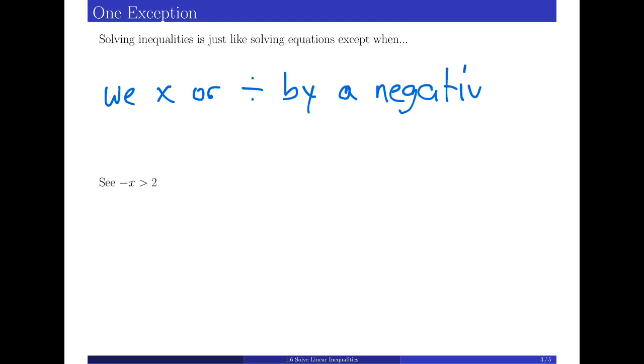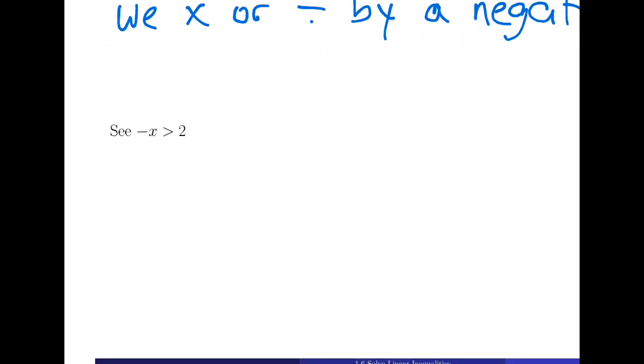Do you remember what happens if we have an inequality and we multiply or divide by a negative? So let's consider this example down here. If we have -x is greater than 2, I need to get rid of that negative. So let's say I divide by -1. That would give me x. That would give me 2. But then something happens in the middle.